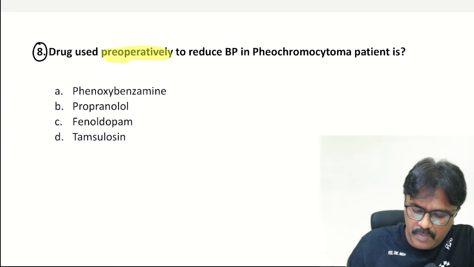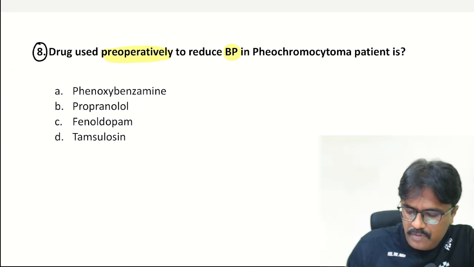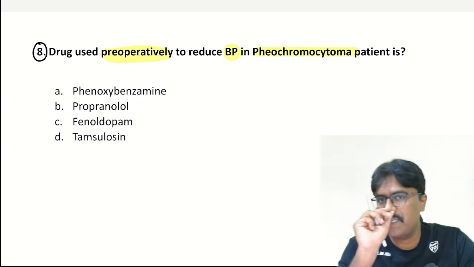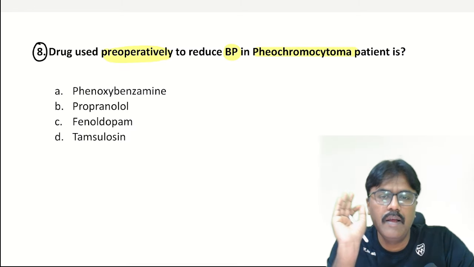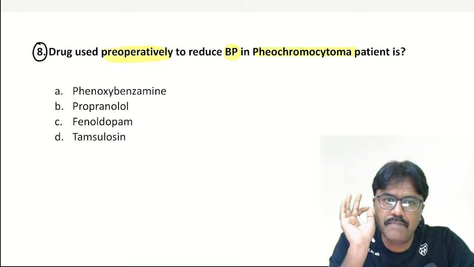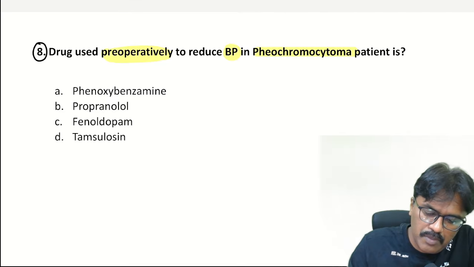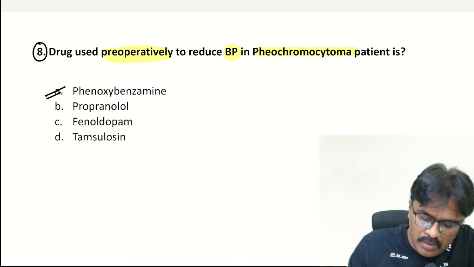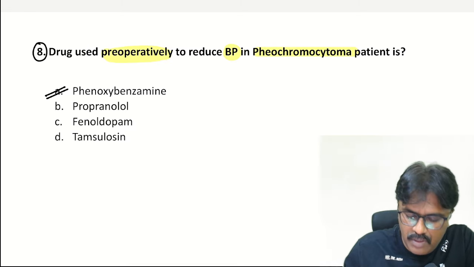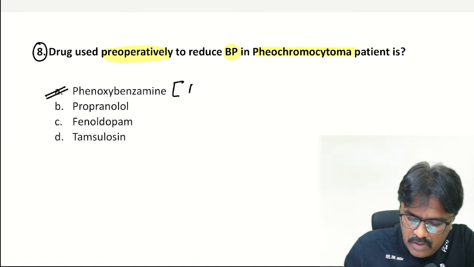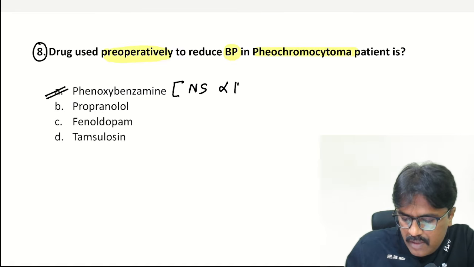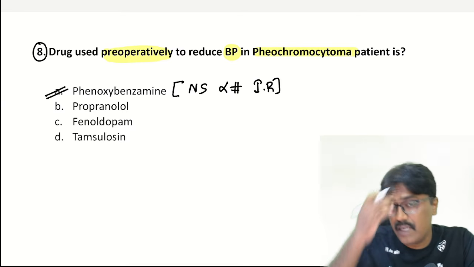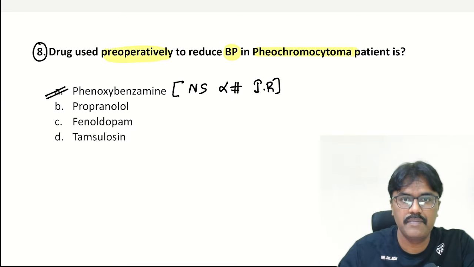Drug used preoperatively to reduce BP in a pheochromocytoma patient is? We know that pheochromocytoma is a tumor of adrenal medulla. The BP is high. The drug we use before operation is phenoxybenzamine. Phenoxybenzamine is a non-selective alpha blocker and the blockade is irreversible. So that is given before surgery.